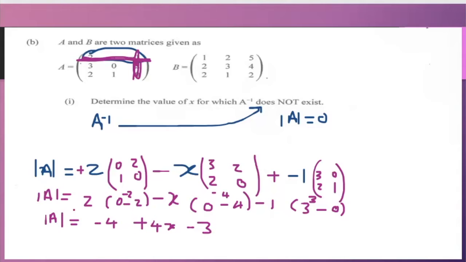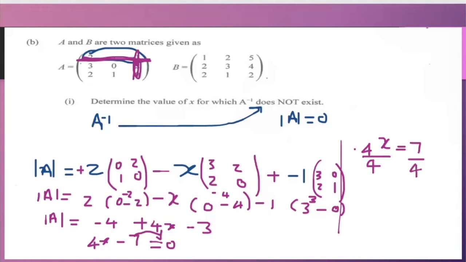Now, here we know the determinant is equal to 0. So to simplify, minus 4 minus 3, that's minus 7. It's equal to 0 because it states the determinant is 0, since the inverse does not exist. Solving for x, I carry the 7 over the equal sign, so it becomes a positive 7. Then divide both sides by 4, so x is equal to 7 over 4, and this is the value of x.